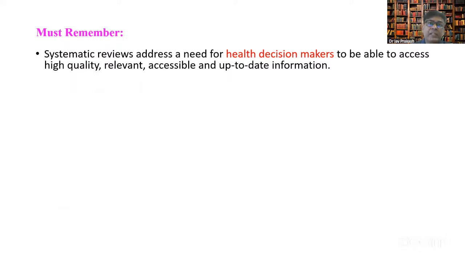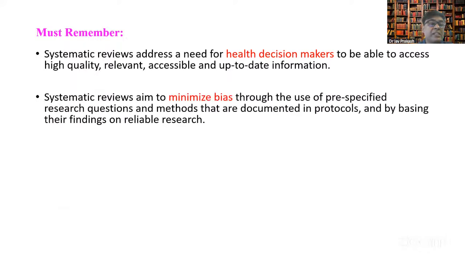And we also give weight to the evidence by grading, stating that it has low certainty of evidence, moderate certainty, or strong certainty. Certainty is totally based on the grading, so I am not going into grading. A systematic review aims to minimize bias.